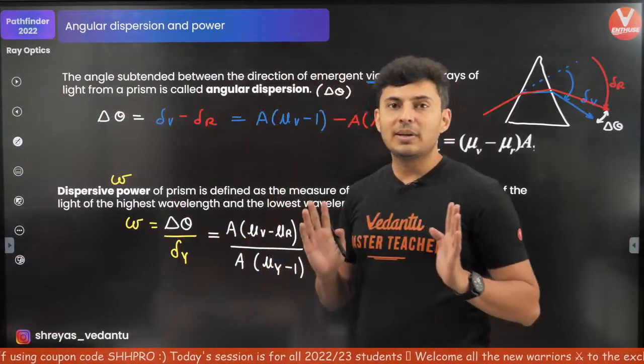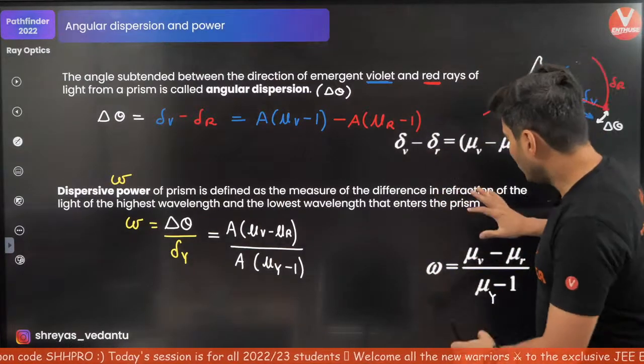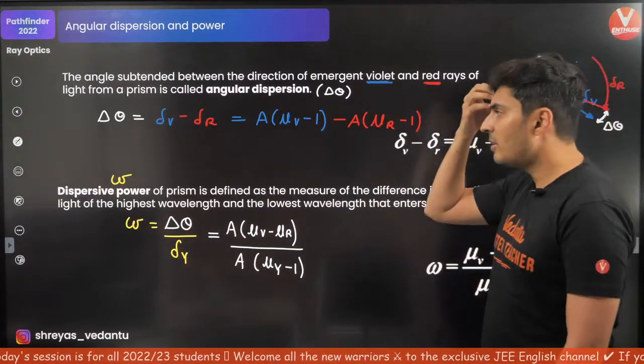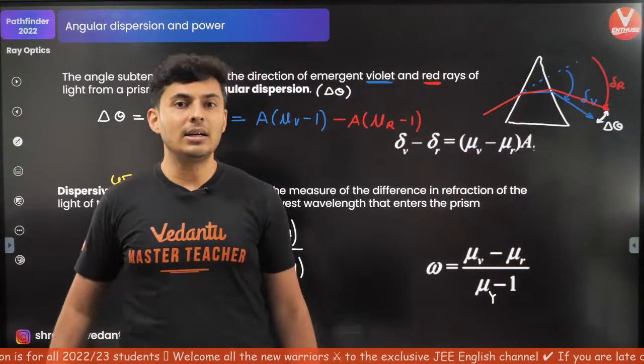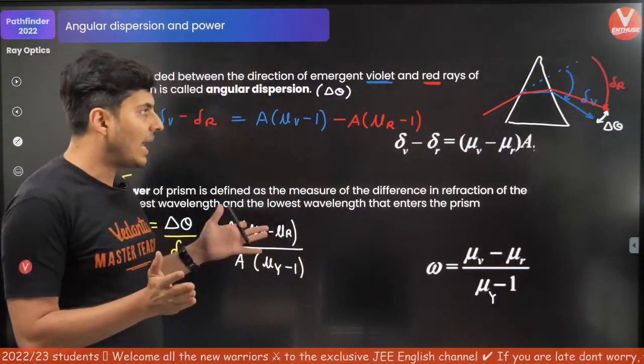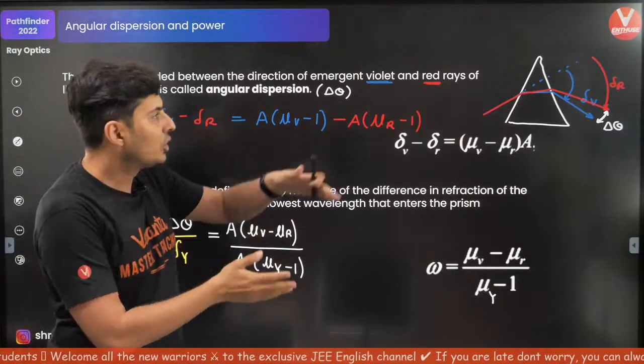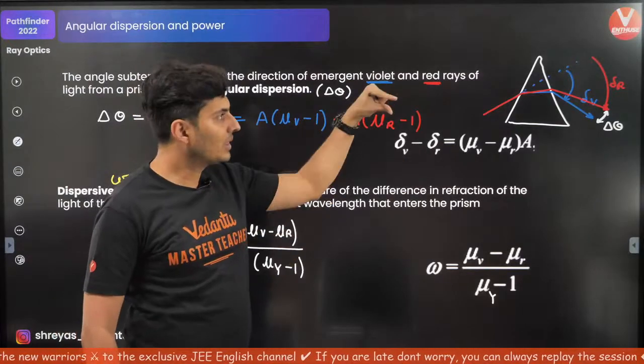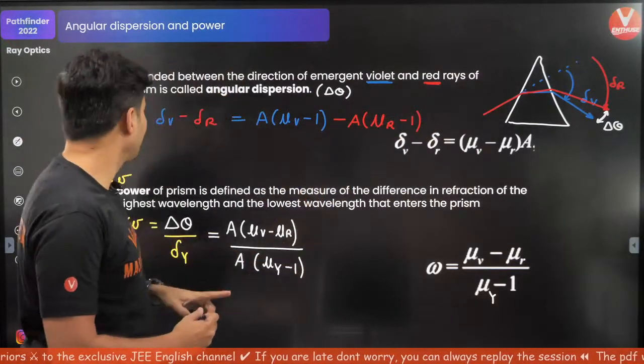So the point over here is that you don't have to remember these final formulas. That's why I'm not even blocking them. Just remember the definition. What is del theta? Del theta, or this angular dispersion, is the spread. So it will be the most extreme color minus the least extreme color. That angle between them is delta theta.